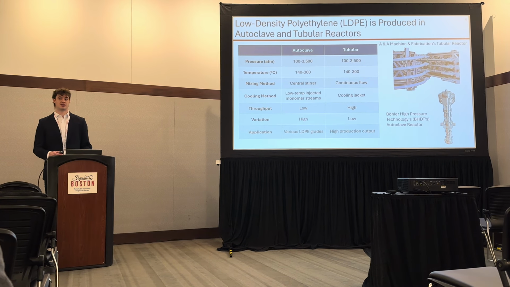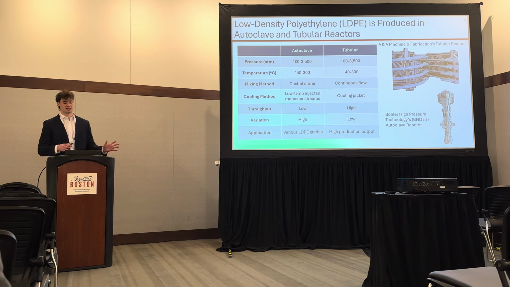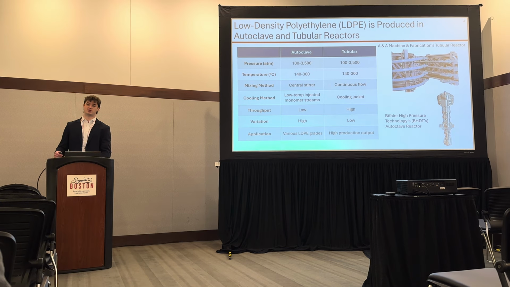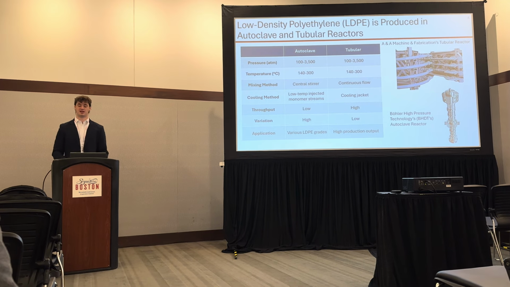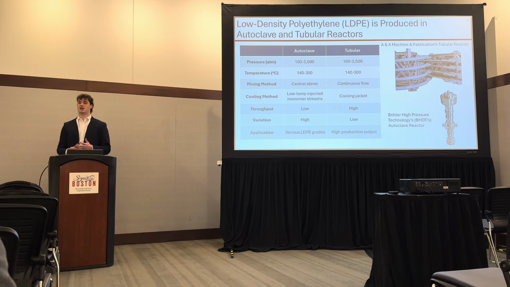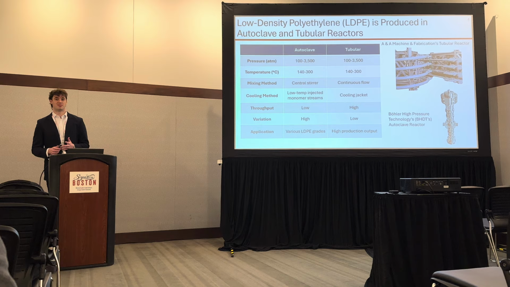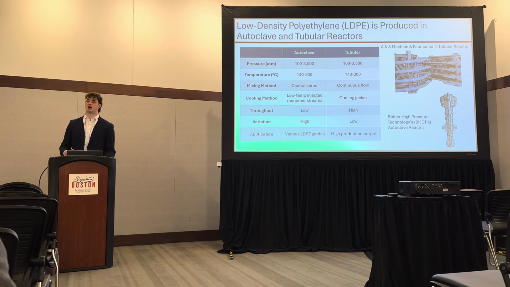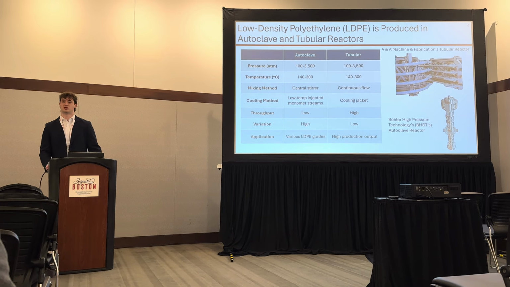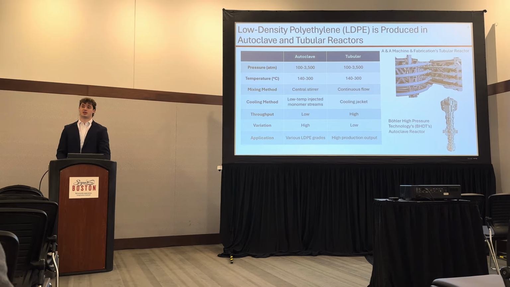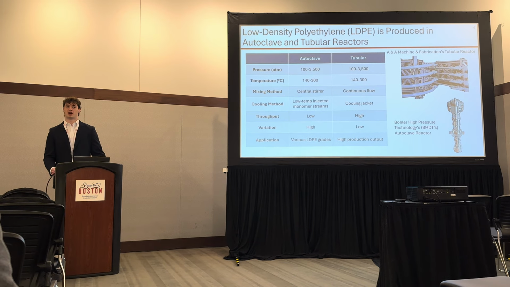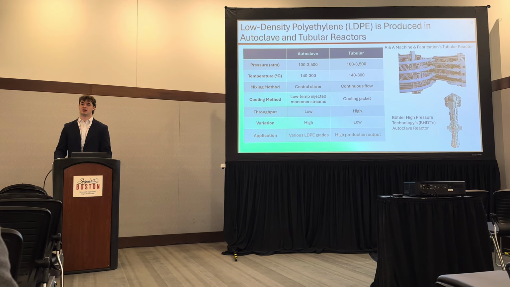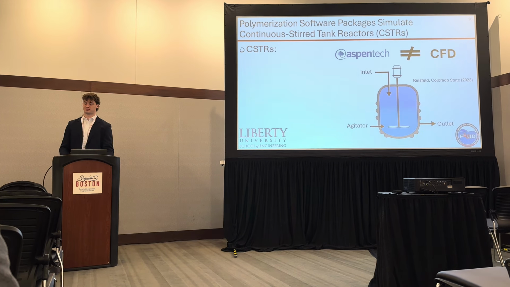These reactions take place in either autoclave or tubular reactors typically. We're going to be looking at autoclave reactors, so you have that high pressure, high temperature, a central stir to mix, a low temperature monomer feed stream of ethylene to cool it down, a low throughput but a high variability. So these autoclave reactors are mainly for customizable polymers rather than such large throughputs.